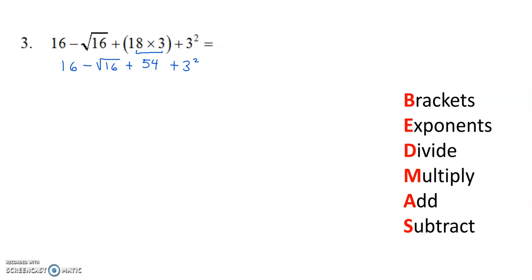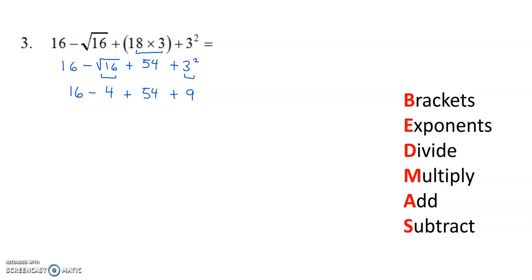Now we have a square root and we have exponents. We can solve both of those at the same time. Square root of 16 is 4. 3 squared is 9, and we bring everything down so that we can clearly see what we have to do now.